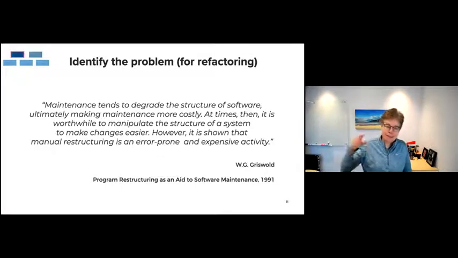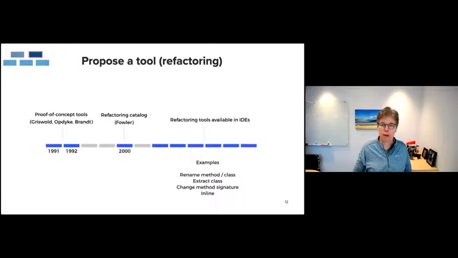And in his thesis, Bill Griswold makes this statement: maintenance tends to degrade the structure of software, ultimately making maintenance more costly. At times, then, it's worthwhile to manipulate the structure of a system to make those changes easier. However, it's shown that manual restructuring is error-prone and expensive, and this was the motivation for building automated refactoring tools. So really nice, crisp identification of the problem at hand.